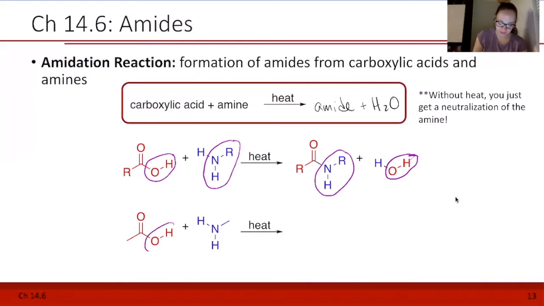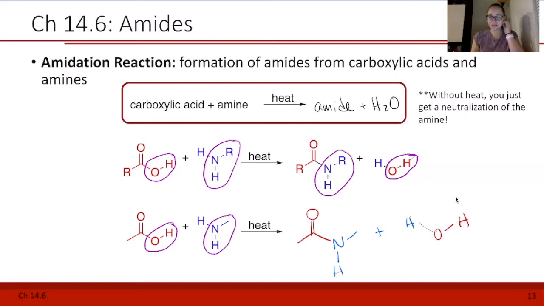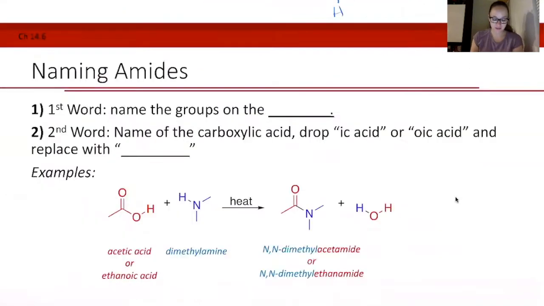So let's try our own example. I'm going to circle two components of the amine and circle my alcohol for my carboxylic acid, and I'll trade those places. So I have this molecule, this amide, as a result. And then I have water. So that is the amidation reaction.